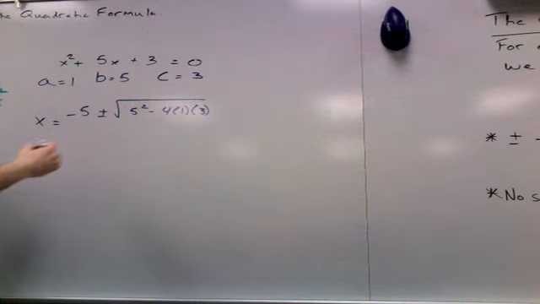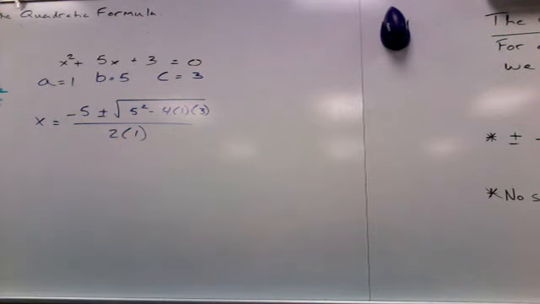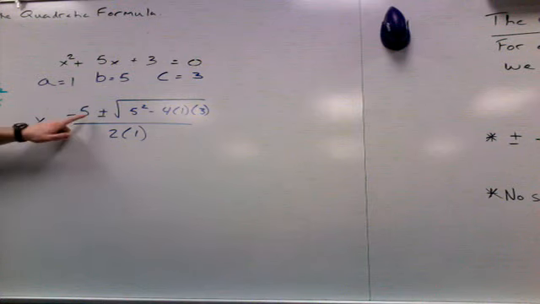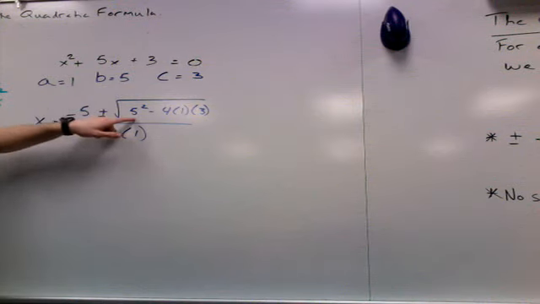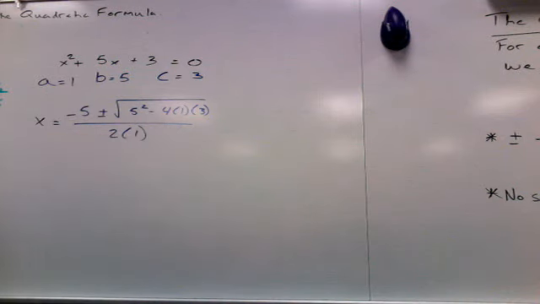All over 2A. Okay. It's fun to sing the song. It is. Makes it exciting. Okay. So my B's are 5s, right? My A's are 1. And my C was 3. So I just plugged it into the quadratic equation.